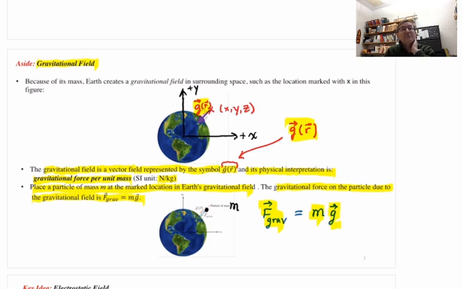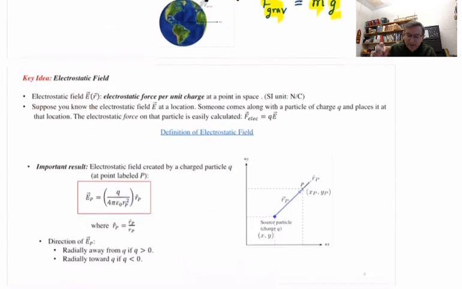Charge creates electrostatic field. So here we go. Now we're ready to define electrostatic field. First, let me tell you in words its definition, and let's get you used to its notation. It's a vector field, and it's denoted E arrow of R arrow.